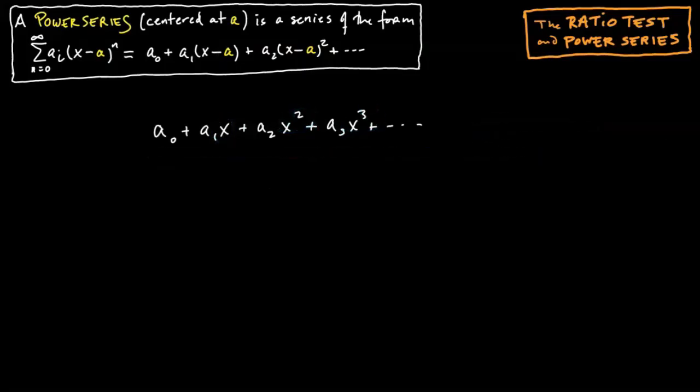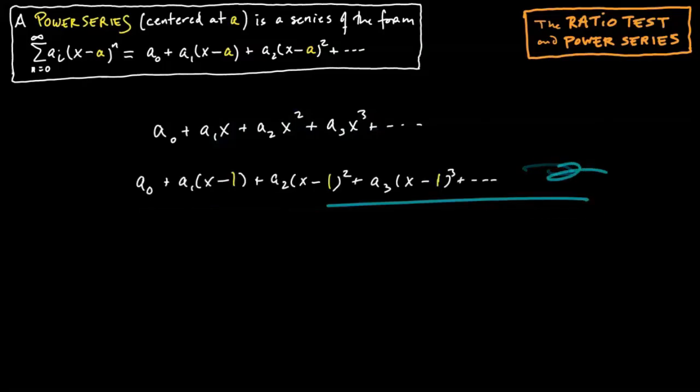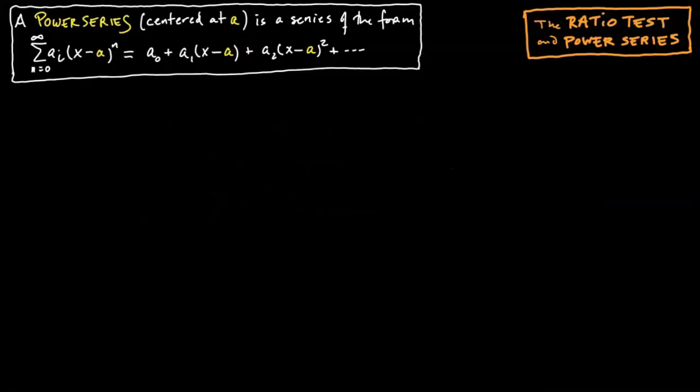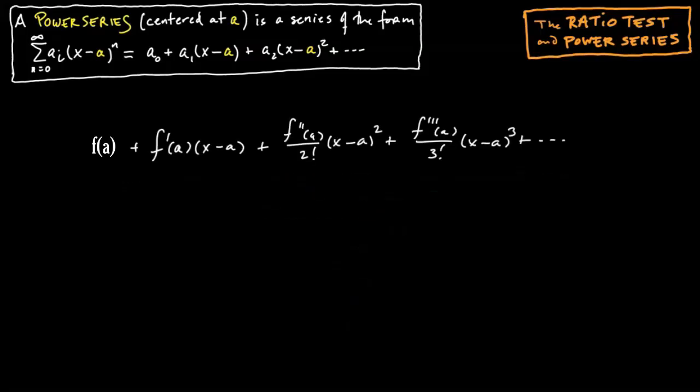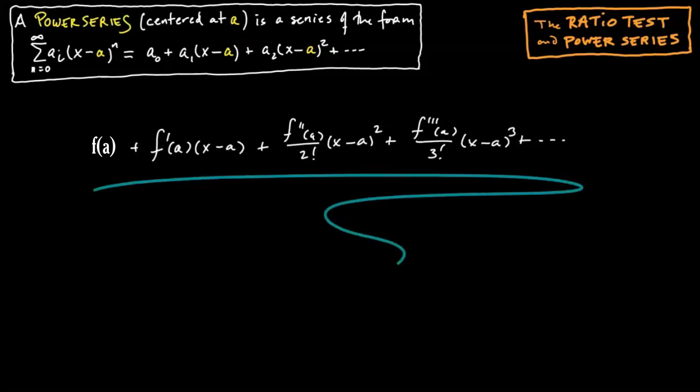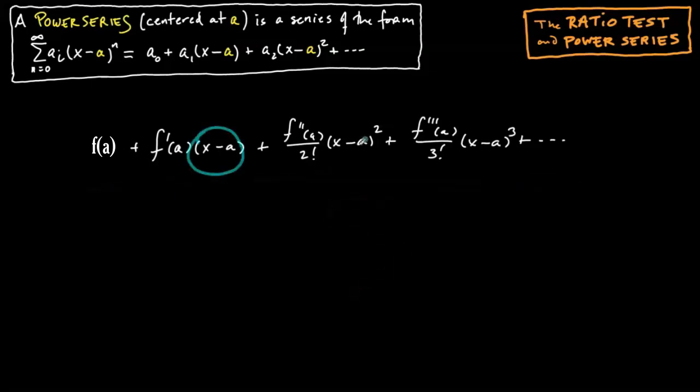If we had a power series centered at 1, it would look like this, an infinite degree polynomial in powers of x minus 1. A special case of power series, by far the most important case, is a Taylor series for a function centered at a. After all, a Taylor series itself is a polynomial in powers of x minus a, that could just be plain old powers of x, if we're looking at a Maclaurin series, of infinite degree.